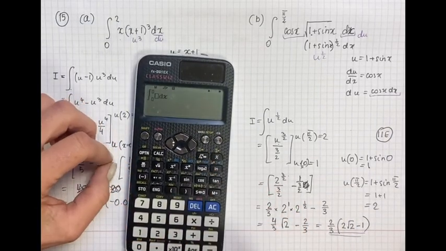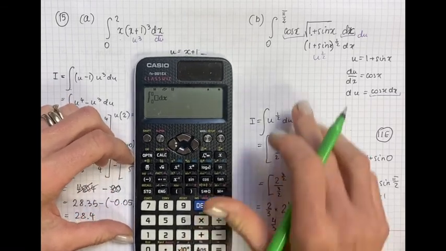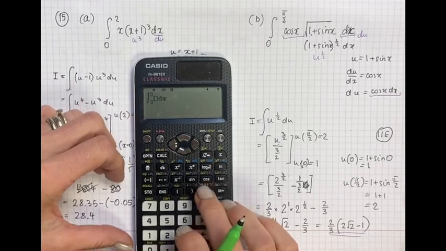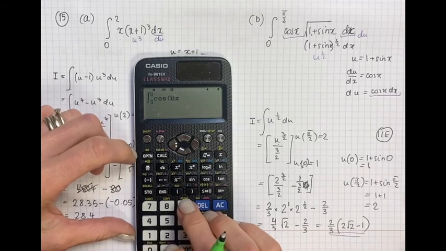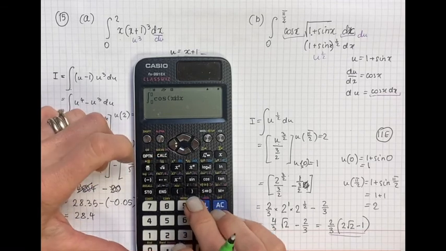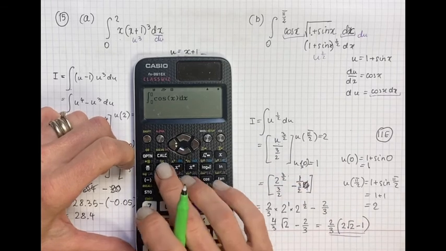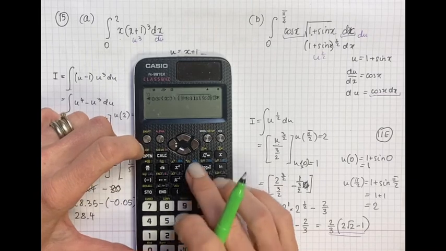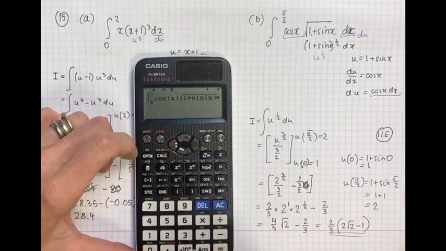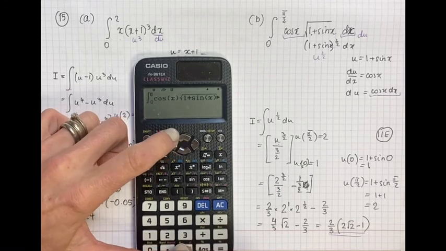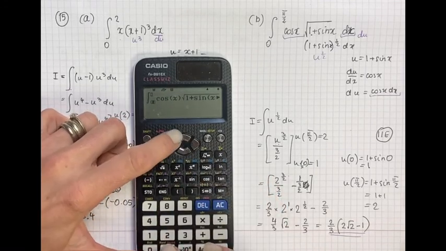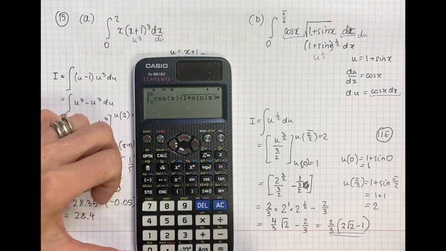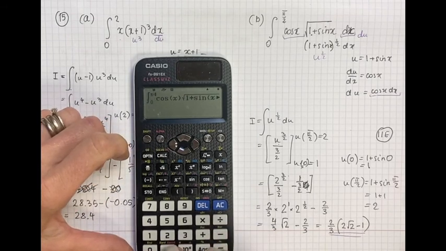You can always check your answer using your integral function. You need to be in radians. I am in radians, so you need to write it down as cos x, and then square root, we are going to put 1 plus sine x, close brackets. Let's get to the end, and there's the limit, 0. So you copy down the question as it appears in the book. There you go.